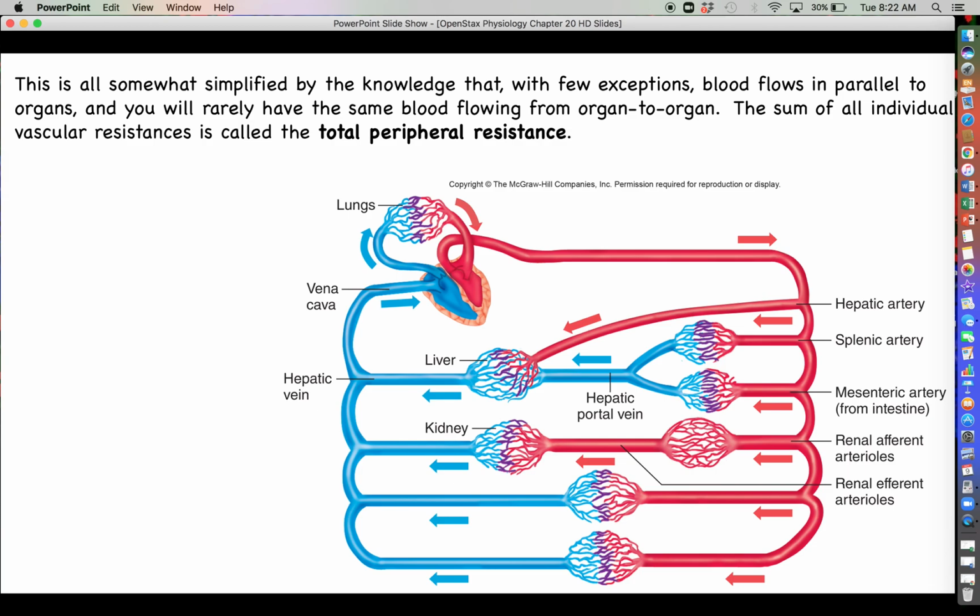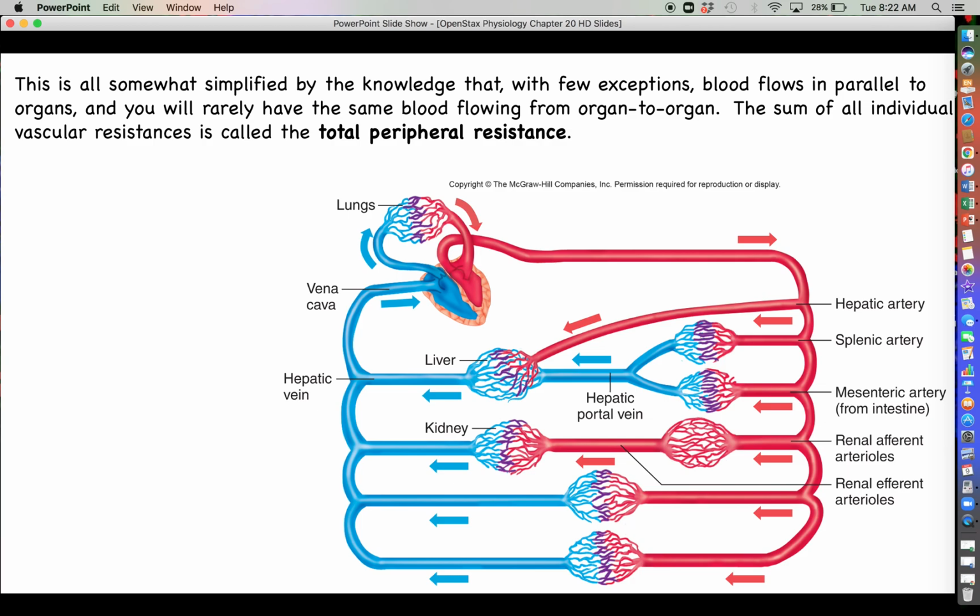We don't necessarily have to have blood flowing from organ to organ to organ. That would obviously not work because all the nutrients would get sapped out of the blood from the first organ, leaving nothing left for the second organ. So it's a good thing that we have blood flowing in parallel rather than in series. So as we said before, each one of these capillary beds and each one of these organs that you see here is going to experience a different level of resistance to blood flow.